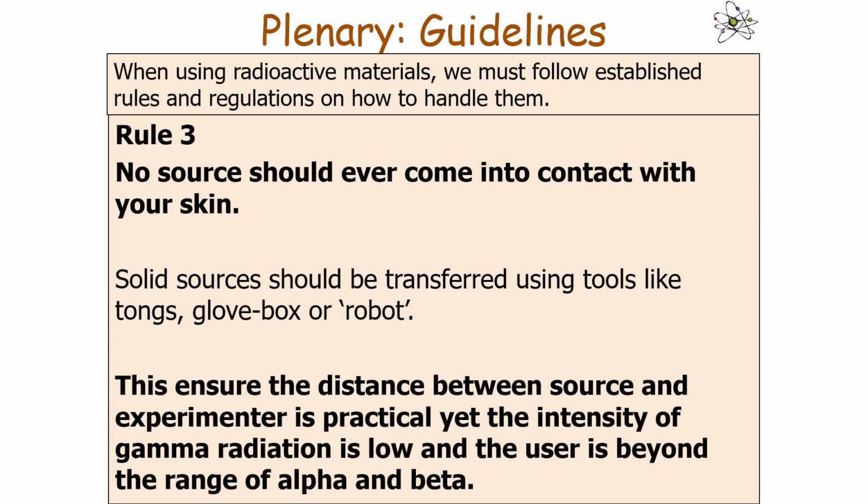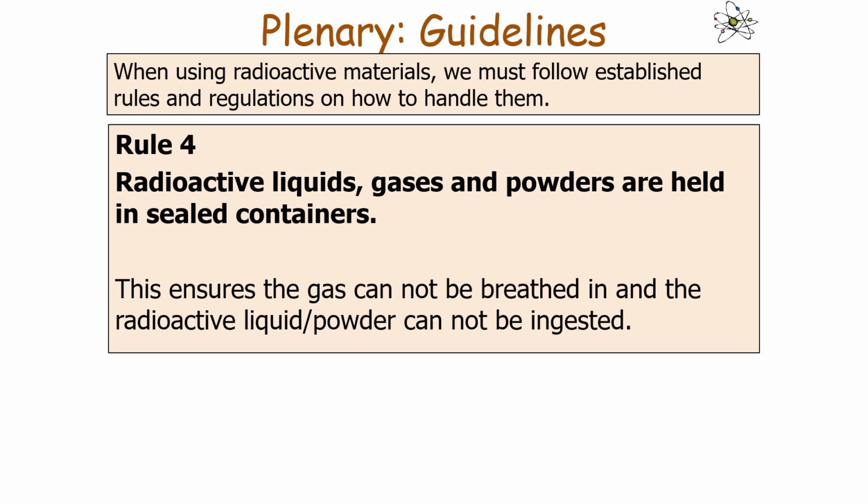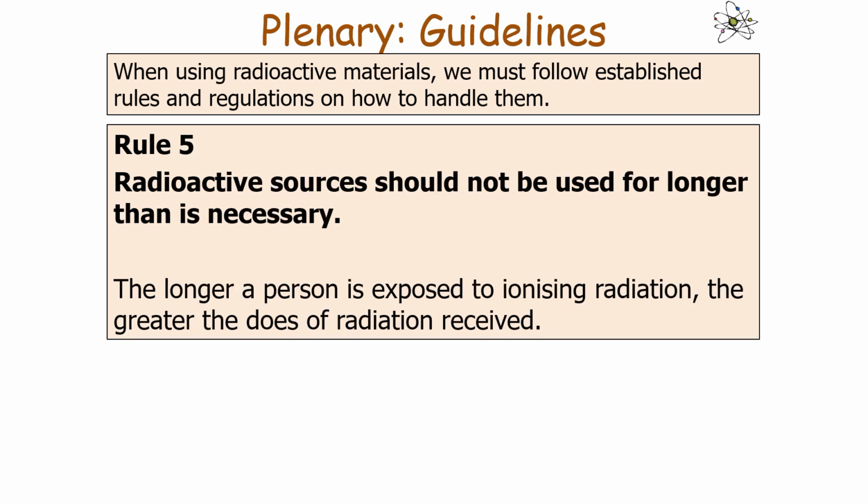Rule 3 is that no source should ever come into contact with your skin. So solid sources should be transferred using tools like tongs, a glove box, or a robot. This ensures that the distance between the source and the experimenter is practical, yet the intensity of gamma radiation is low and the user is beyond the range of alpha and beta. The fourth rule is that radioactive liquids, gases and powders are held in sealed containers. This ensures that the gas can't be breathed in and the radioactive liquid or powder cannot be ingested. Rule 5 is that radioactive sources should not be used for longer than necessary, because the longer a person is exposed to ionizing radiation, the greater the dose of radiation received.